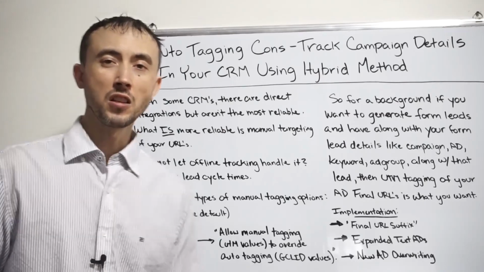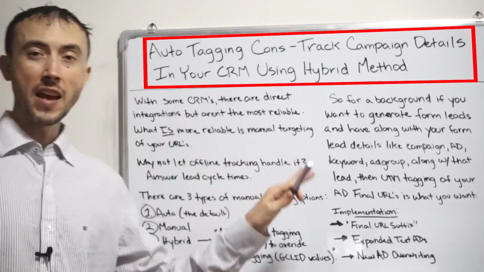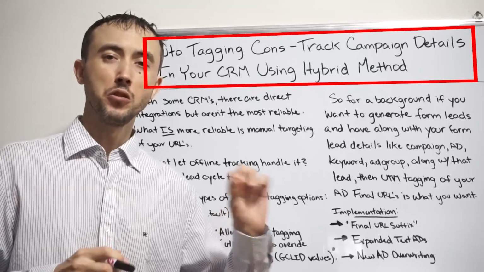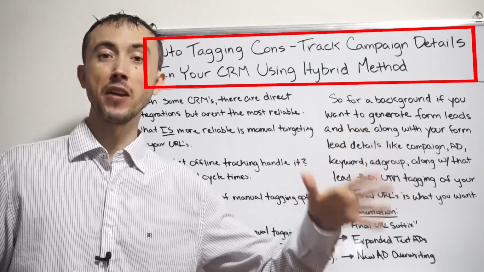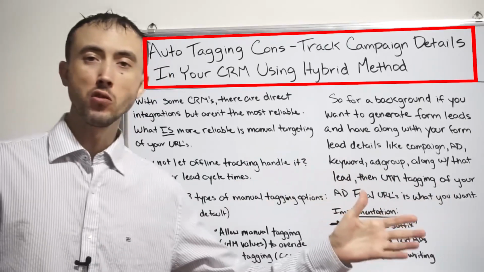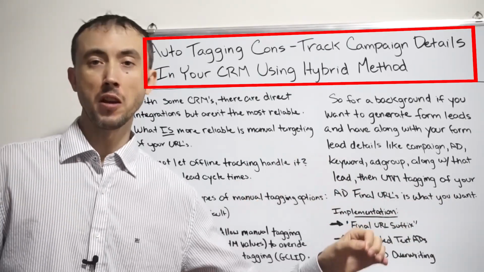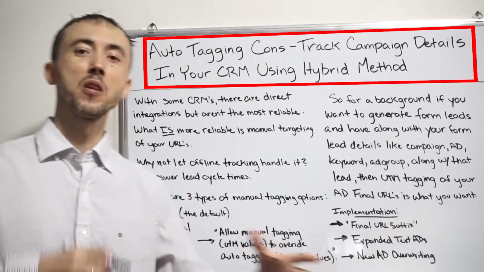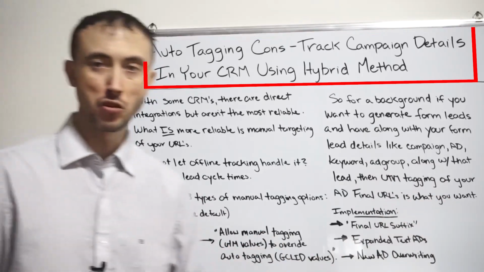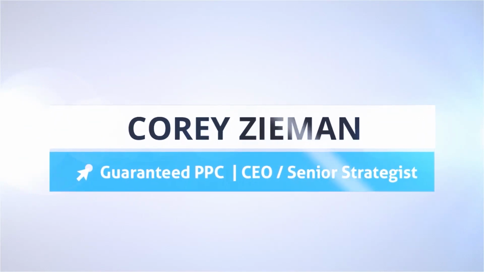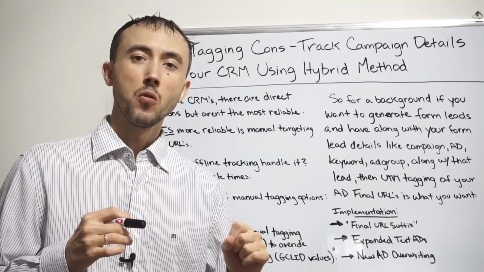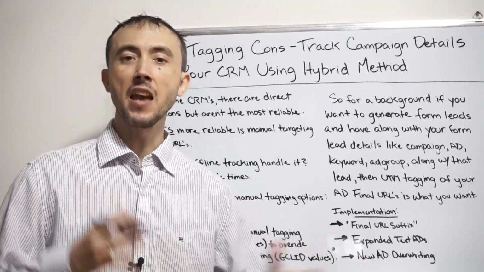Okay, today's video we're going to talk about auto tagging, or basically adding UTM tags at the end of your Google ad final URLs. When you do this, to be able to track inside your CRM systems or in other software when a form lead is generated on your site. You know, basically the mechanics behind that.